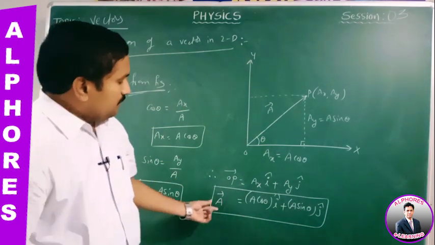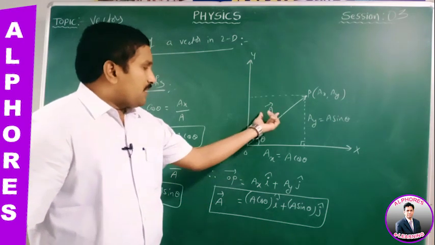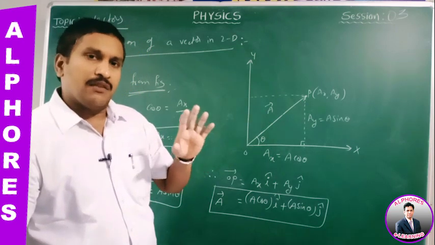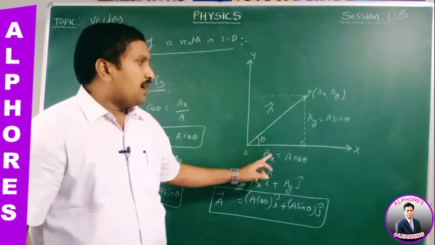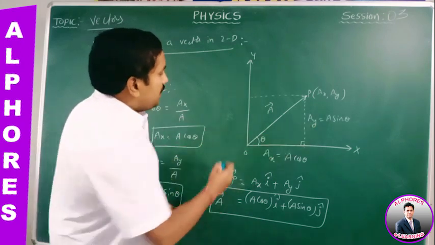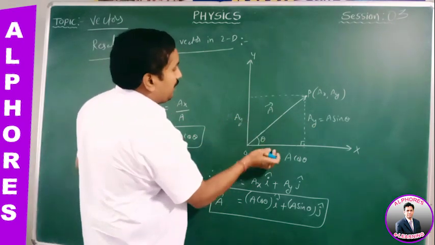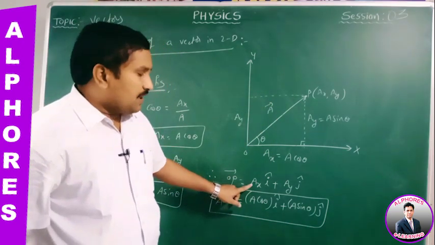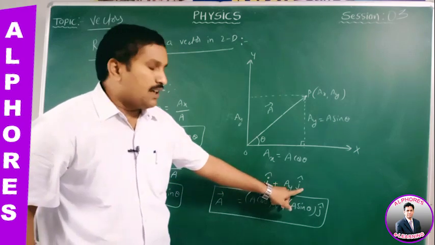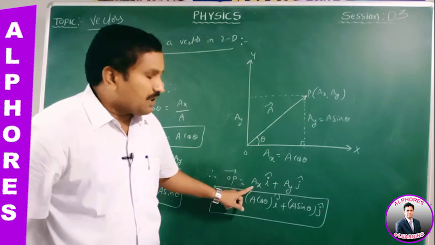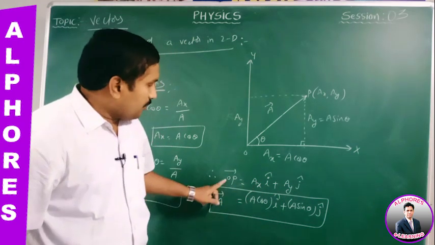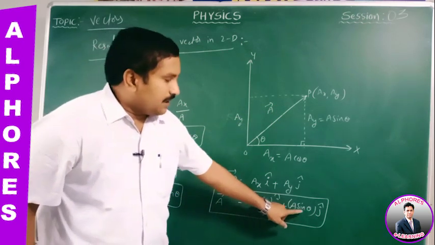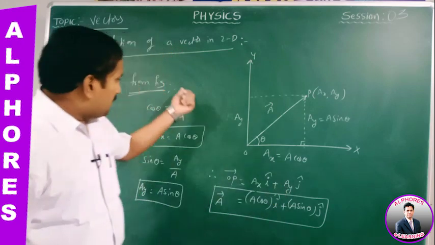So listen all of you, this a bar vector which makes an angle theta with the horizontal can be resolved into two components. Resolved means splitting, divided into two components: one is the horizontal component, another is the vertical component. Therefore OP bar is equal to ax i cap plus ay j cap. This is derived from the concept of position vector. That means a bar is equal to a cos theta into i cap plus a sin theta into j cap, in place of ax and ay.